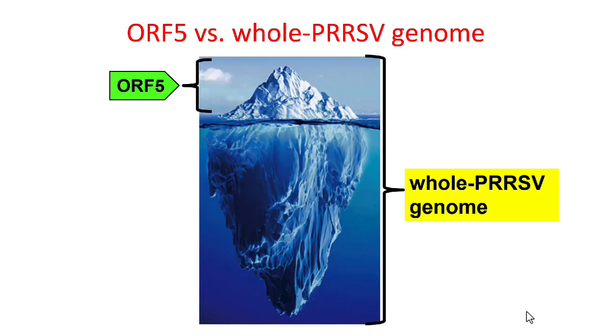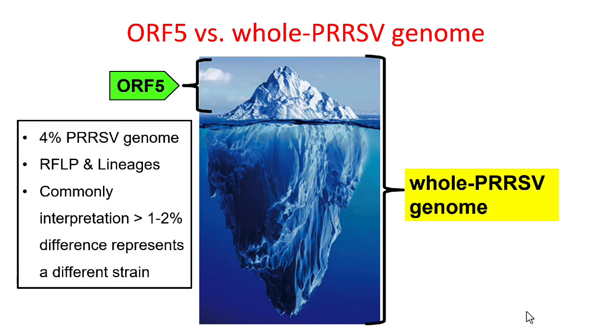So when you think about the usage of ORF5 and the PRRS virus whole genome, I compare that to an iceberg. The ORF5 is the tip of the iceberg, and now that we have more tools and start to understand that is using whole genome sequence, we can dive in and better understand genetic structure and how we can take informed decisions about that. If you look at the ORF5, it represents basically 4% of the genome. We use it nowadays to classify the strains according to RFLP and lineages, and there is a common interpretation that it is distinct across systems. 1, 2, 3% different represents a new strain in the herd.